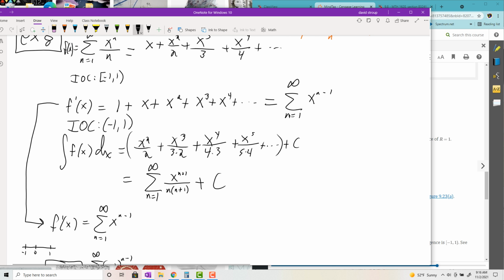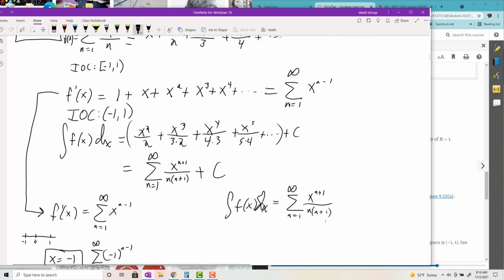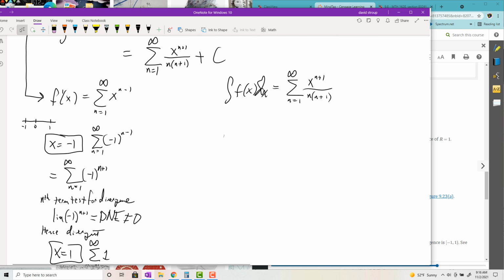Let's look at then the integral of f of x, and for the analysis here you don't need the plus c portion. Okay, so we'll just basically be working on the series n equals 1 to infinity of x to the n plus 1 all over n times n plus 1. Okay, all right, so we need to look at x equals -1. So we get the series -1 to the n plus 1 all over n times n plus 1.